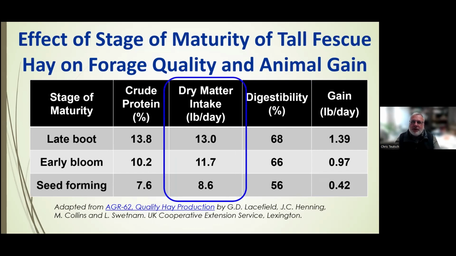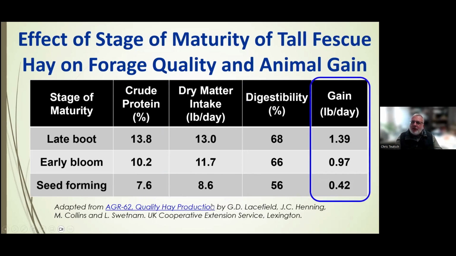If we look at dry matter intake, so that's the amount of forage that animal can eat, we go from 13 pounds per day down to 8.6 pounds. So think about it real quick. If I have a really poor quality forage, it's lower in nutritional value, it's less digestible in the rumen, and the animals can eat less of it. So it's kind of like a double whammy. It's really low in quality, and I can't eat enough of it to get what I need.